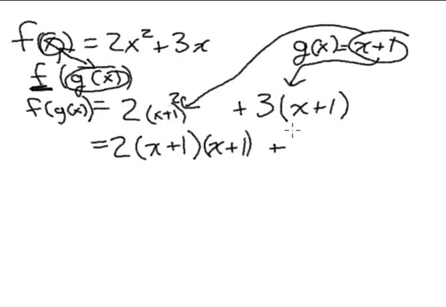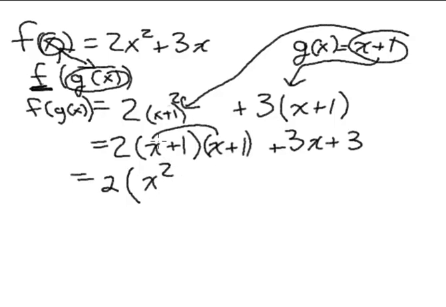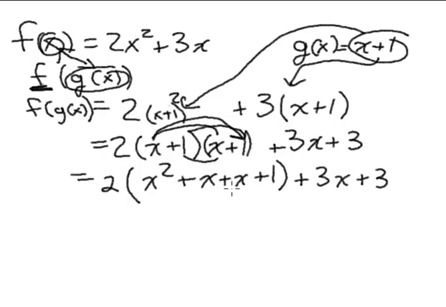And then I'm going to distribute the 3 to get 3x plus 3. Now, to multiply these two binomials, I have to distribute each term or FOIL it. So the first, I multiply those together. X times x is x squared. Now the outer, x times positive 1 is just plus x. Now the inner, that's plus x. And the last, that's plus 1. And then plus 3x plus 3.